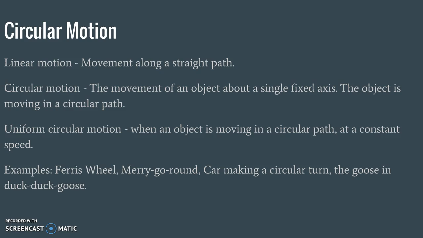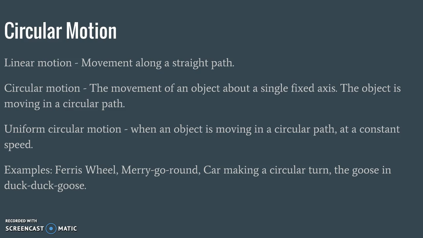So circular motion, what is it? Well, as you guys know, we've been dealing mostly with linear motion, so movement along a straight path. Circular motion is the movement of an object about a single fixed axis. More simply, the object is moving in a circular path.